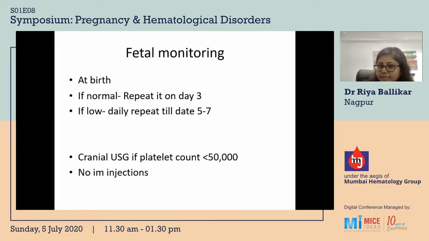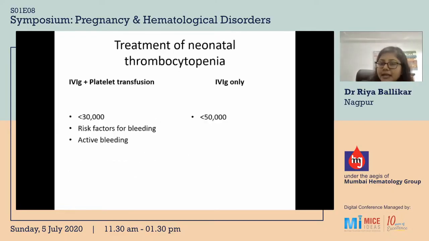And any platelet count less than 50,000, the cranial USG of the infant is very important. And again, no IM injections. Most importantly, vitamin K till you have confirmed that the platelet count has normalized. And sometimes it can take weeks for the platelet count to normalize in the baby. Treatment of neonatal thrombocytopenia, IVIG and platelet transfusion if the baby has a platelet count of less than 30,000, or if there are any other risk factors for bleeding or active bleeding. Only IVIG if the platelet count is less than 50,000. We avoid steroids because steroids, as we know, can result in neonatal sepsis.